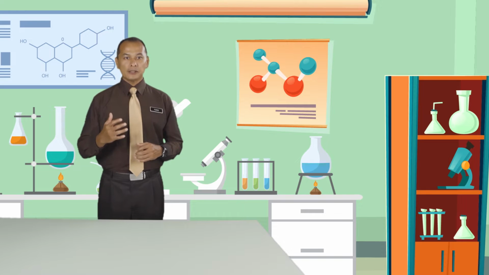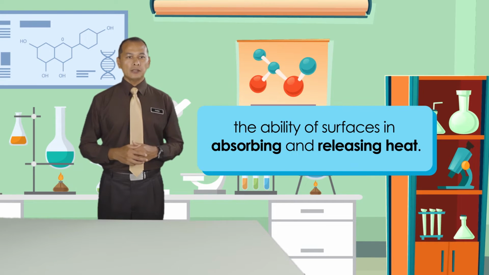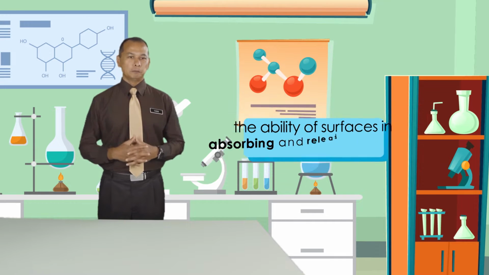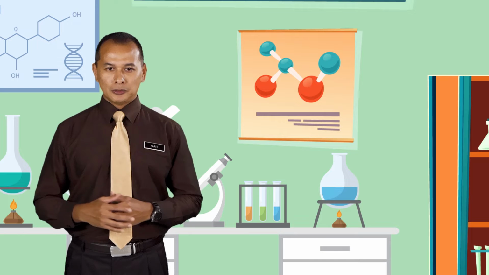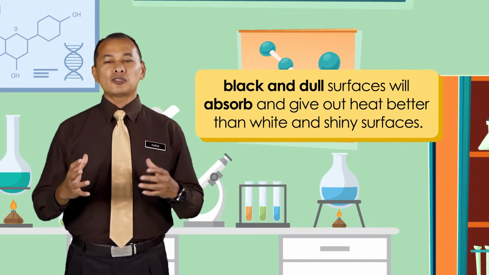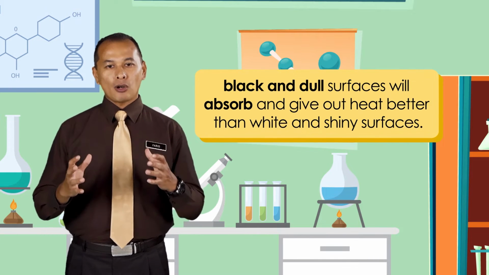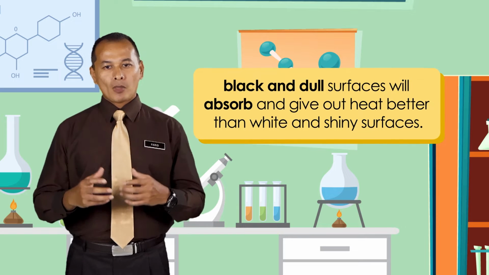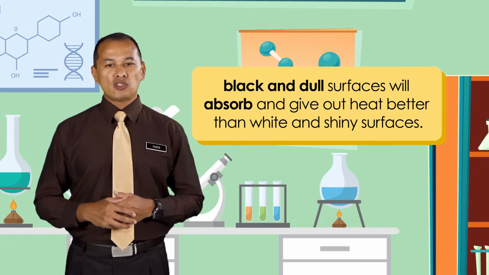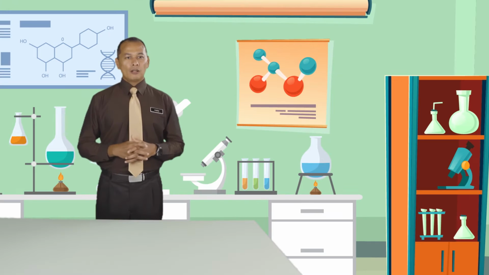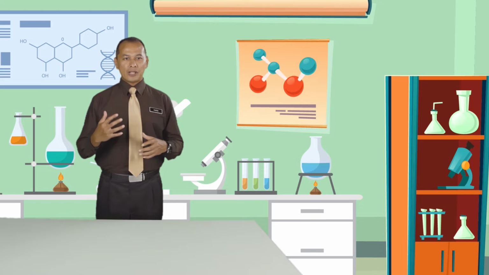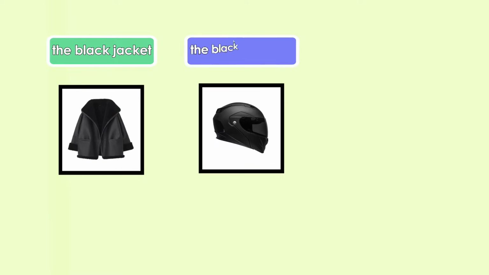This is related to our lesson today, which is about the ability of surfaces in absorbing and releasing heat. Boys and girls, black and dull surfaces will absorb and give out heat better than white and shiny surfaces. Examples of black and dull surfaces are a black jacket, a black helmet, and a black frying pan.